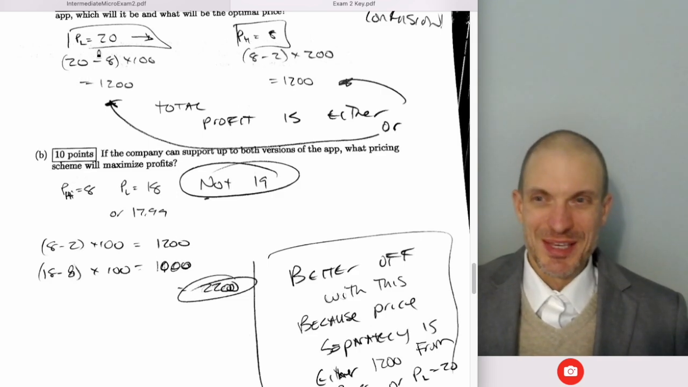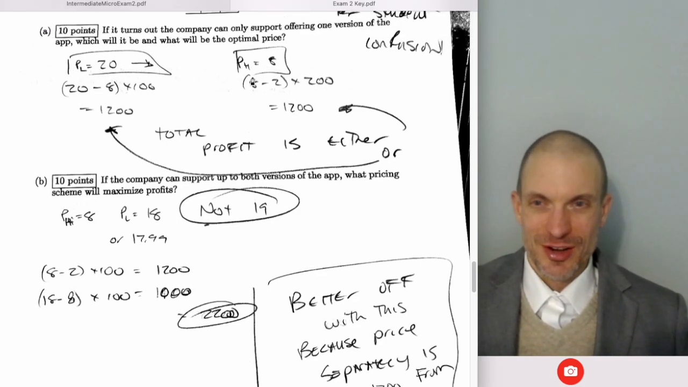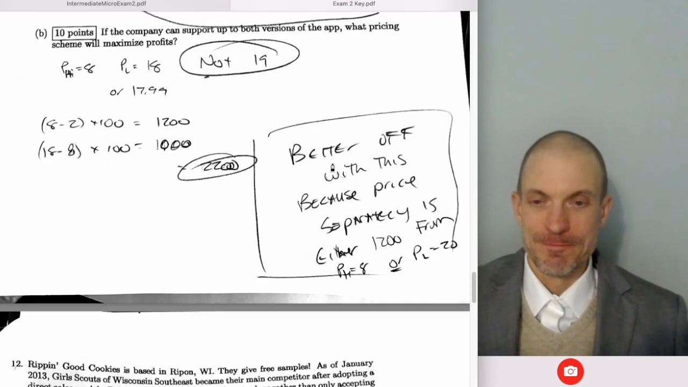No, because if we're pricing separately, they're going to buy at most one version of the app, and our profits are going to be at most 1200.